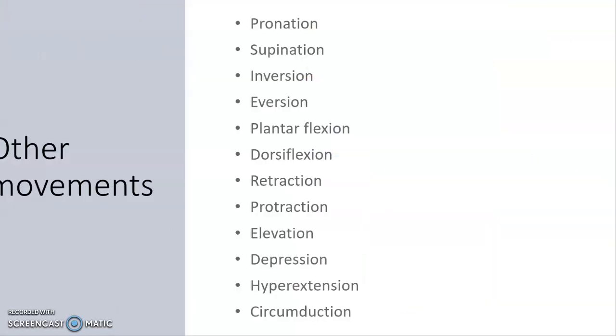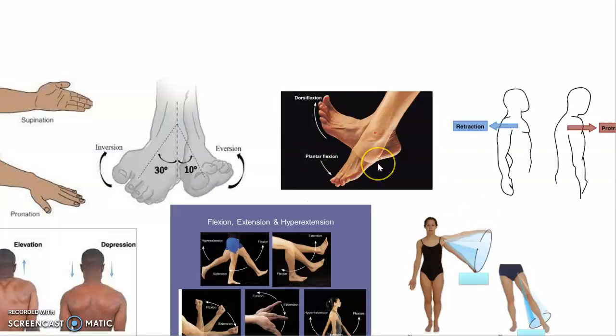And so there are other movements as well we can look into. So there's pronation, supination, inversion, eversion, plantar flexion, dorsiflexion, retraction, protraction, elevation, depression, hyperextension, circumduction. These aren't as commonly seen because they're all very specific to a different part of the body, which you'll see here. Supination and pronation mostly occur at the wrist for the most part. Supination is highly involved with biceps as you mostly do a bicep curl in that area.